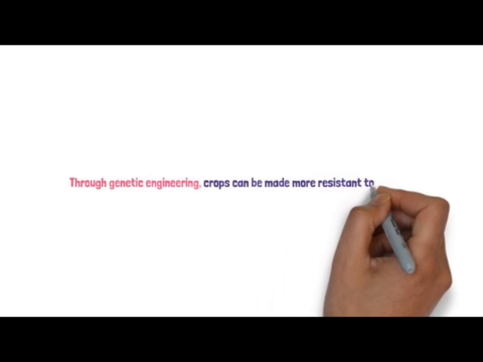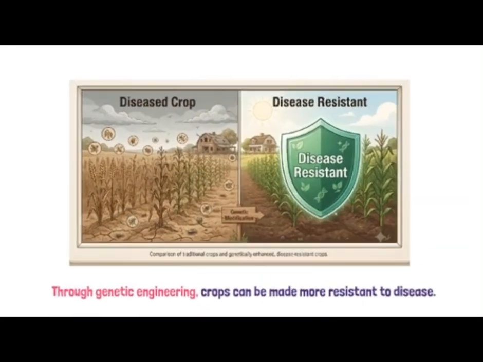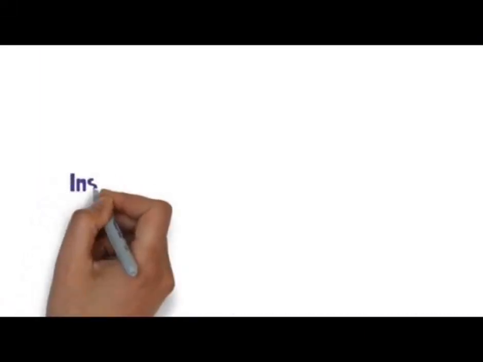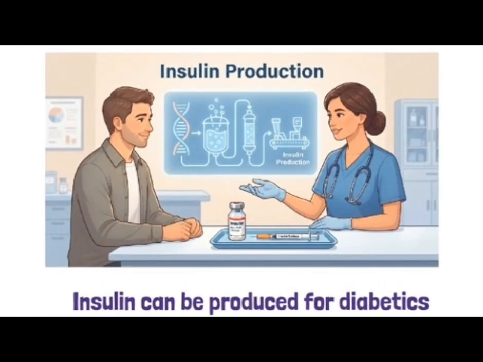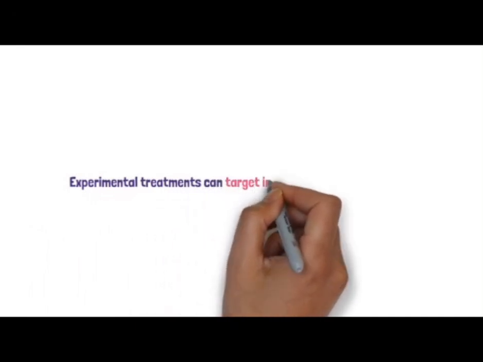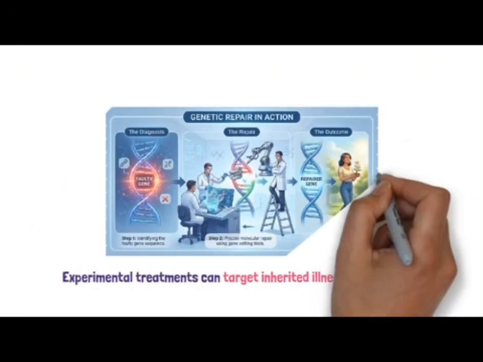Through genetic engineering, crops can be made more resistant to disease. Insulin can be produced for diabetics. Experimental treatments can target inherited illness at its source.